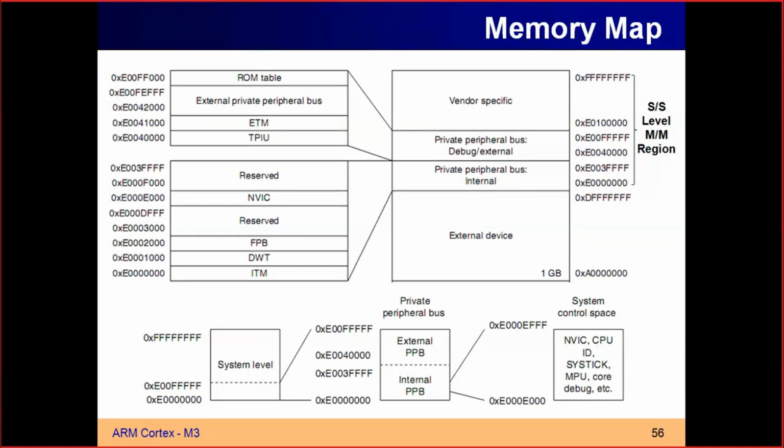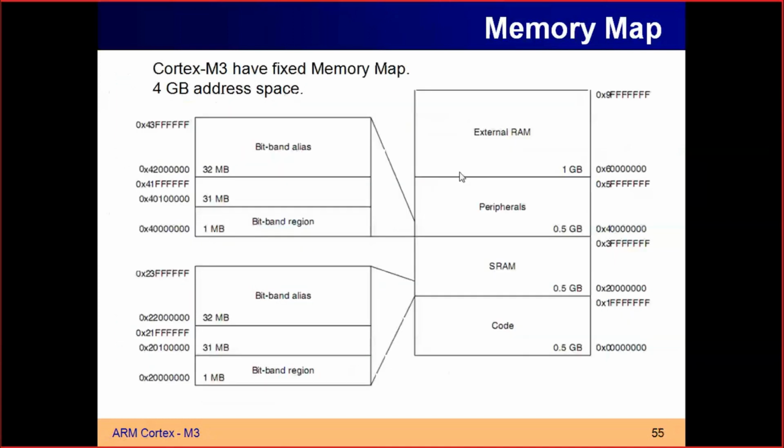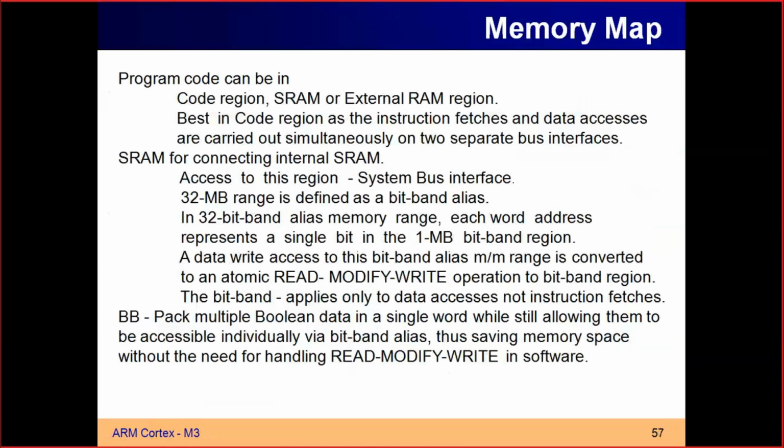So where can the program code be written? The program can be written in three locations: code memory, SRAM, or external RAM. But why is code memory used for storing the instructions? I told you that you can write in any one of these regions, but generally you will be using the code memory region. Is there any reason for that?